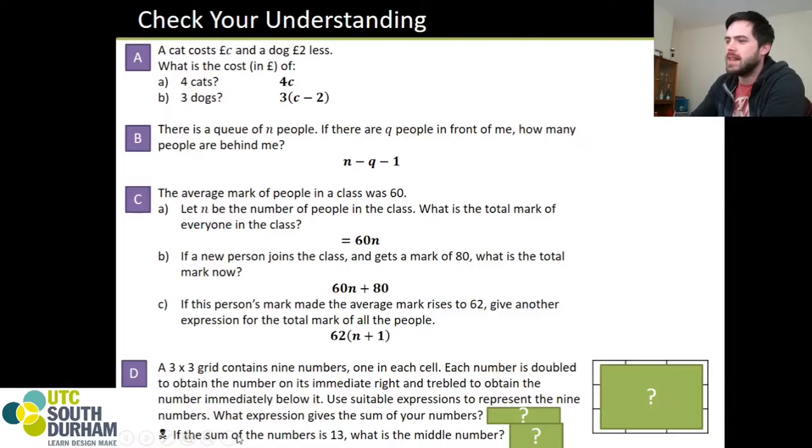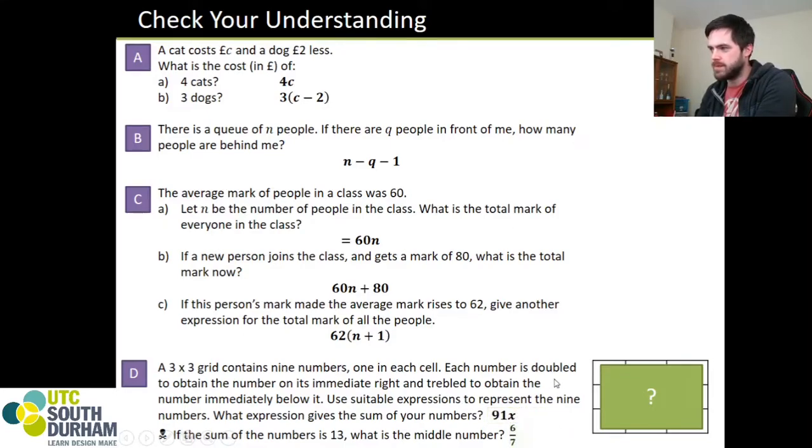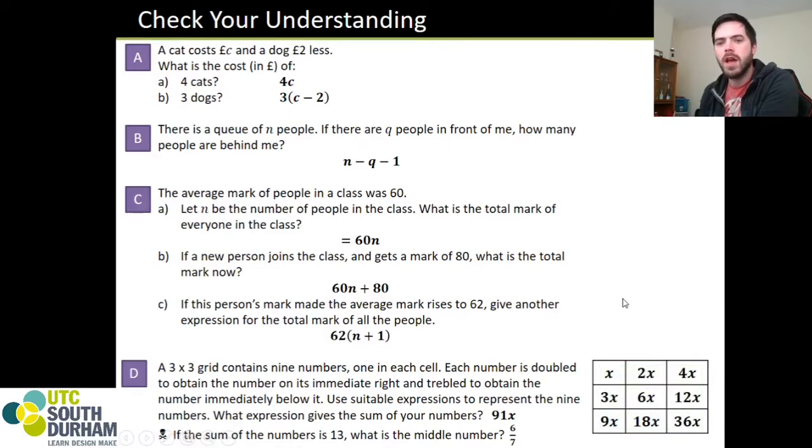Finally, slightly more interesting one. This one I'm going to leave alone for a little while. A 3x3 grid contains 9 numbers, 1 in each cell. Each number's doubled to obtain the one on its right, tripled to obtain the number below it. Use suitable expressions to represent the 9 numbers. What expression gives the sum of your numbers? I'm going to reveal the answers, 91x, 6 over 7, and show you how we got that. But what's really interesting there is seeing for yourself if you can figure out where it came from. If you think you're feeling confident, then please leave a comment below. I'll be more than happy to comment and tell you if your reasoning's correct.